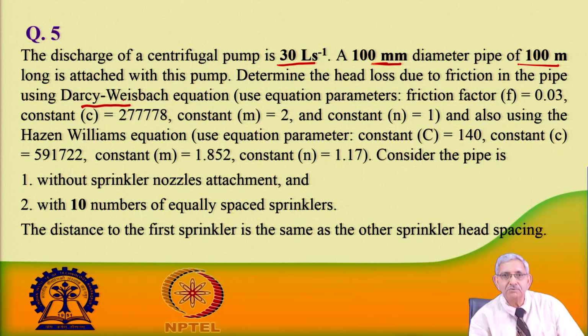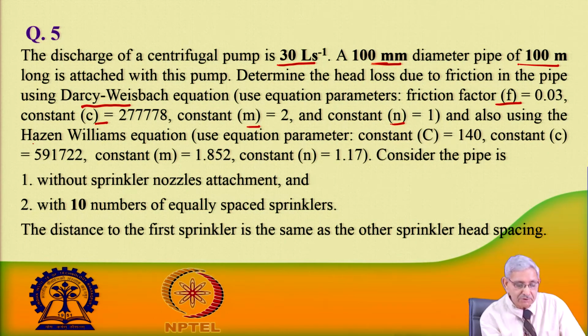We discussed this equation in the design of sprinkler irrigation system, and also when I dealt with the design of micro irrigation system. The Darcy-Weisbach equation involves a frictional factor, whose value is given, and it involves a constant C, a constant M, a constant N, and also using the Hazen-Williams equation. So, both the equations which have been discussed in theory class are given here in the problem.